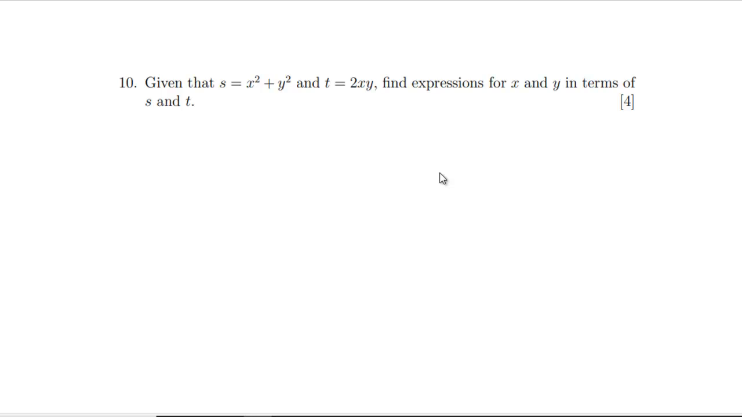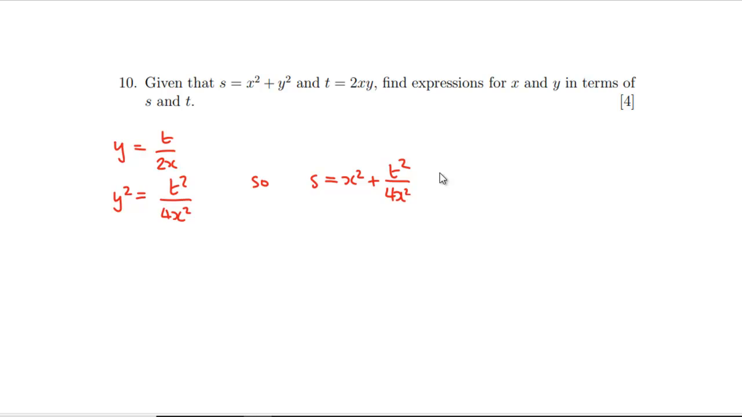Given that s is equal to that and t is equal to that, find expressions for x and y in terms of s and t. Right, well, let's eliminate. Actually, that's not going to be that bad. It's just going to be ugly looking things. So we'll rearrange y. We've got y is t over 2x. So y squared is t squared over 4x squared. So we're just sticking that into there. So we've got s is x squared plus t squared over 4x squared.